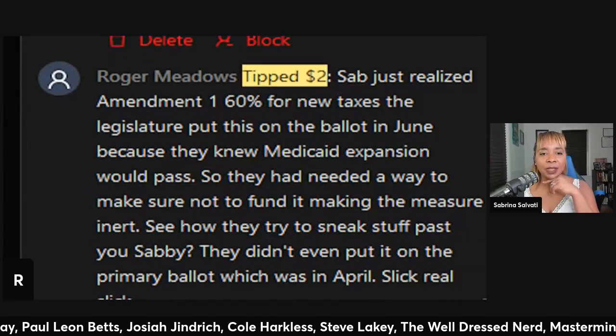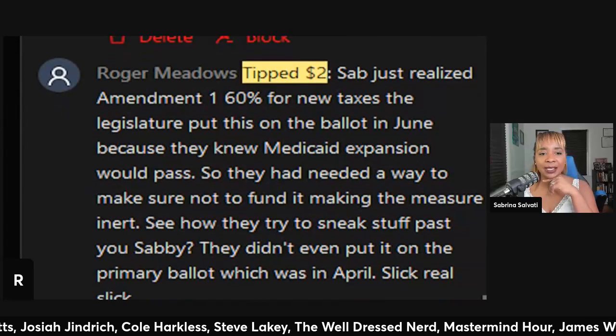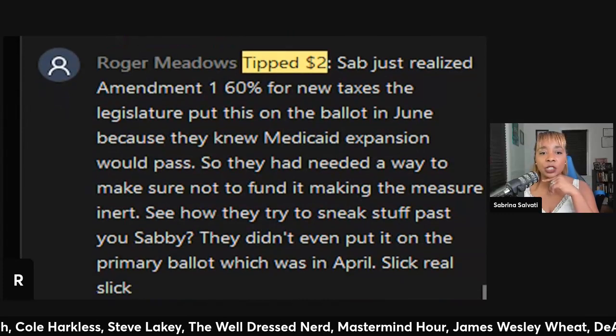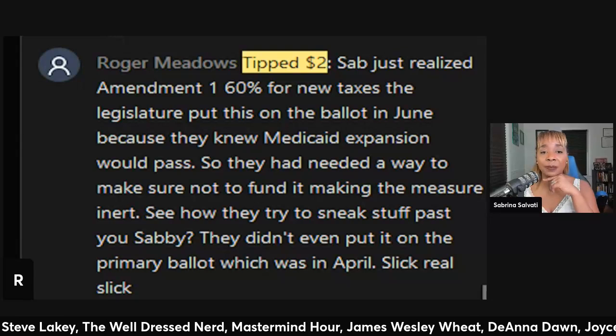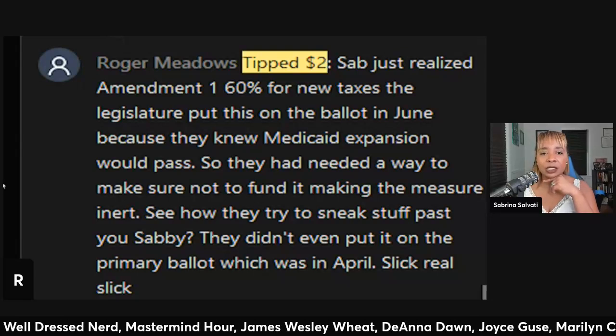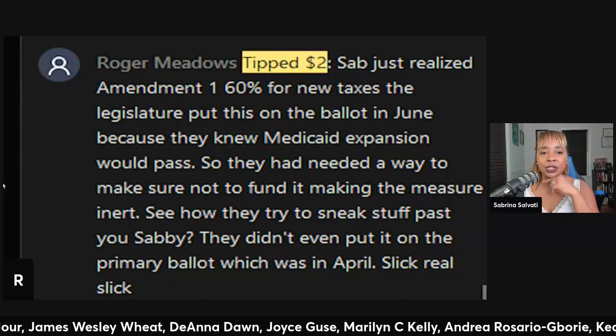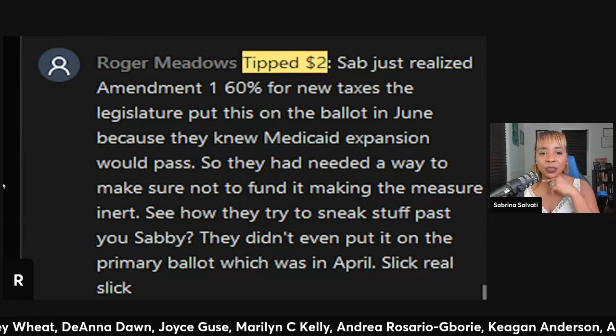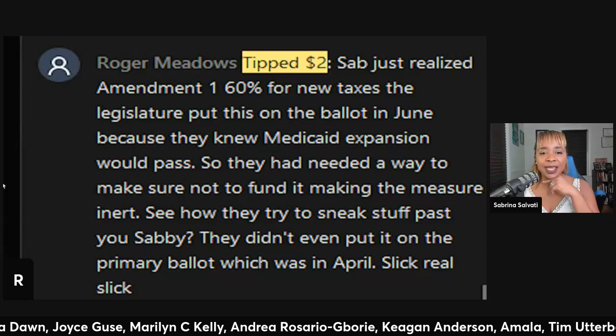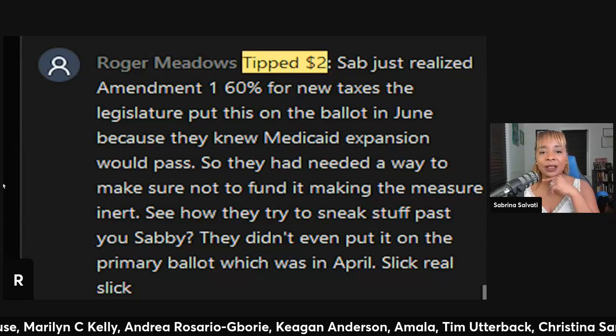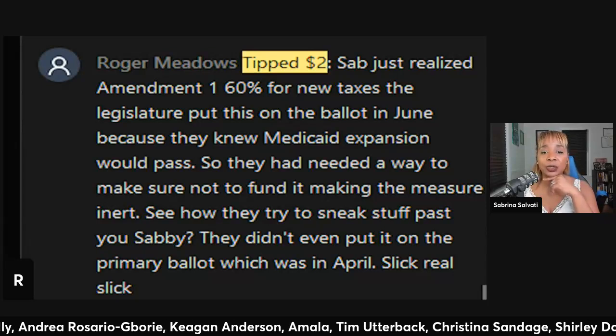Sab, I just realized Amendment 1, 60% for new taxes. The legislator put this on the ballot in June because they knew Medicaid expansion would pass. Yep. So they needed a way to make sure not to fund it, making the measure inert. See how they try to sneak stuff past you, Sabby? They didn't even put it on the primary ballot, which was in April. Slick, real slick. Yep.